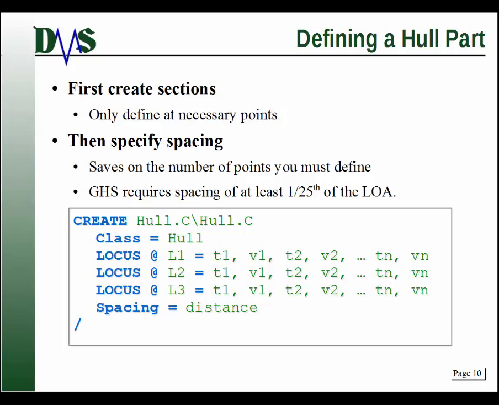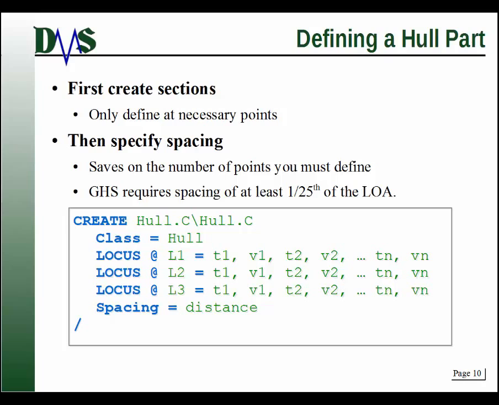Now, GHS has quality requirements for defining your hull shapes. It requires that the spacing between your sections has to be a maximum of 1 divided by 25 times the length of your ship. So 1/25 of the length of your ship is the maximum spacing that you can have between sections. Now, a lot of people think that means that they have to have a locus statement at least every 1/25 of their length. Not true.